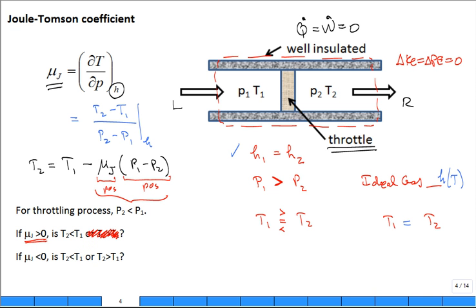But for some substances under certain circumstances, the Joule-Thomson coefficient is negative. When the Joule-Thomson coefficient is negative, it's warmer when it comes out. Okay? Because if this is negative right here, then it's a negative of a negative, that's a positive. So T2 is greater. Okay? If mu sub J is equal to 0, T2 is equal to T1, and that's for the case of an ideal gas.